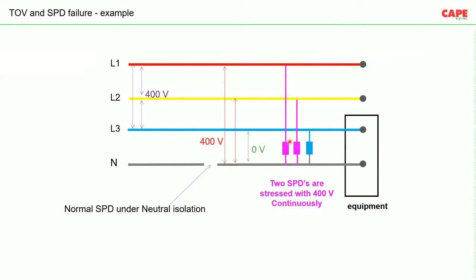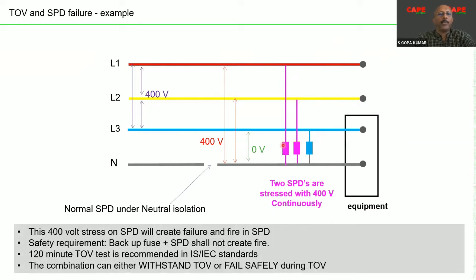Yeah. So these two SPDs between L1 to neutral and L2 to neutral are suddenly stressed with 400 volt. As a result, these SPDs will fail. I am just going to show you how this failure occurs in a network. Now, as I said, most of the time failure of SPDs are due to such unnecessary situation. It is not a transient situation. SPDs are not supposed to protect, or it is not designed to protect your electrical installation from a TOV.